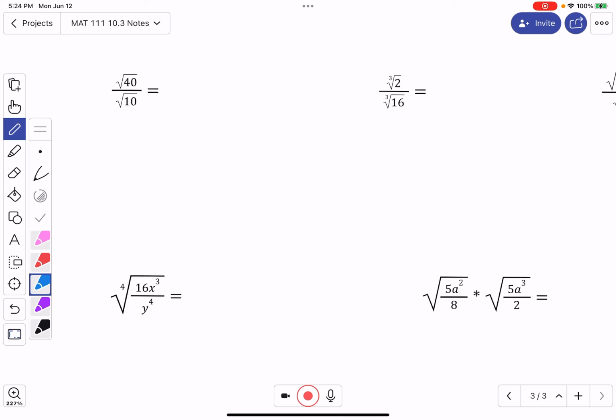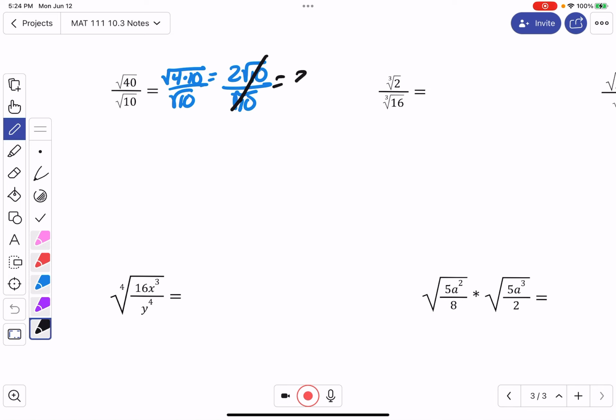All right, here, there's 2 ways you can do this one. One is to simplify first. So our top is square root of 40, which gives us 2 root 10. And then bring the root 10 over. And when you have the same thing on the top and the bottom, it cancels, so you're left with 2.